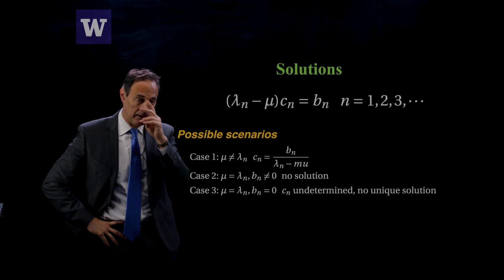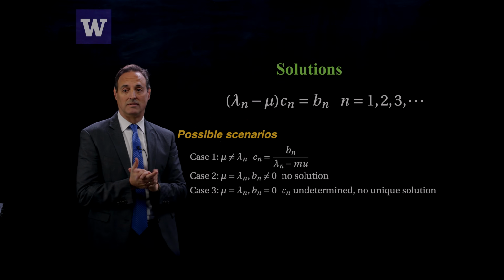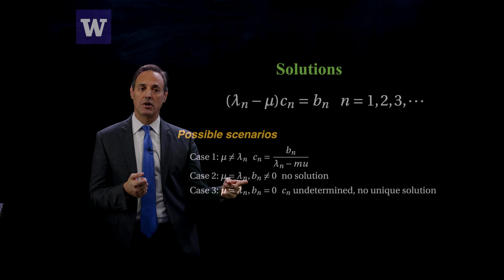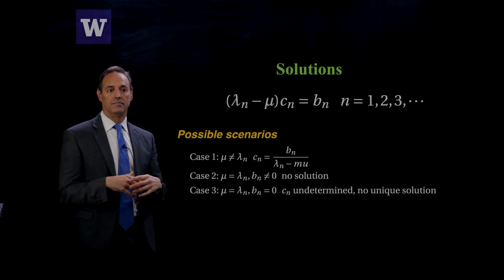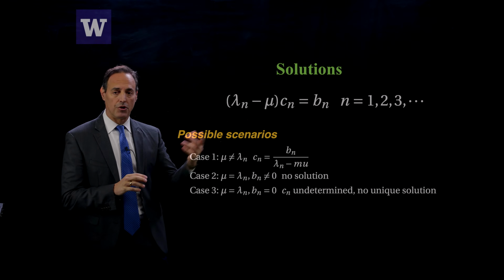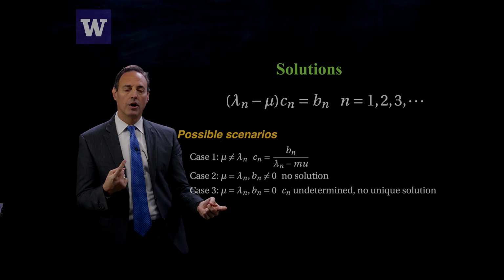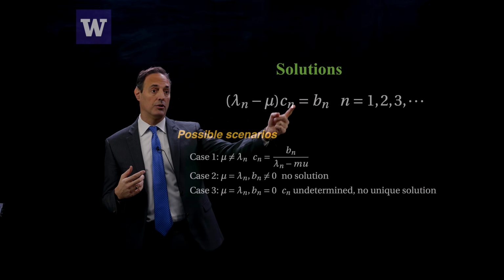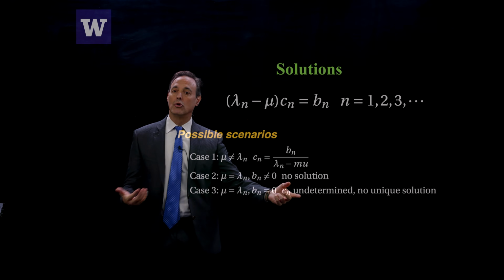However, if mu is equal to lambda n, there are two possibilities. One, there are no solutions. In other words, if mu is equal to lambda n and b of n is not 0, then you have no solutions. Or mu is equal to lambda n and b of n is equal to 0, so you haven't violated this, and this is underdetermined, and there's no unique solution.